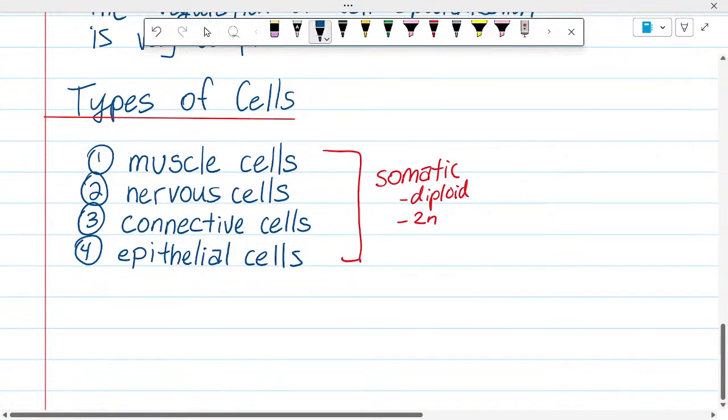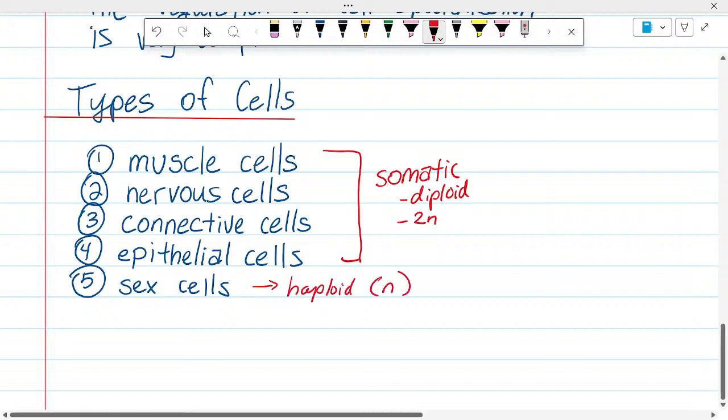And then, of course, there is a 5th category, sex cells. And these are obviously haploid. Another way of saying they're haploid is that they're just N or 1N.